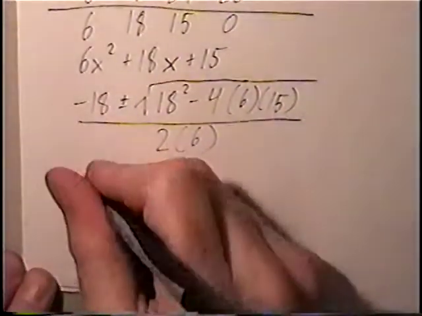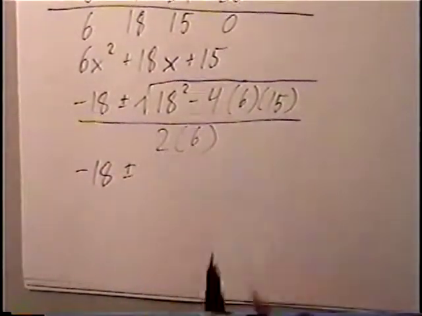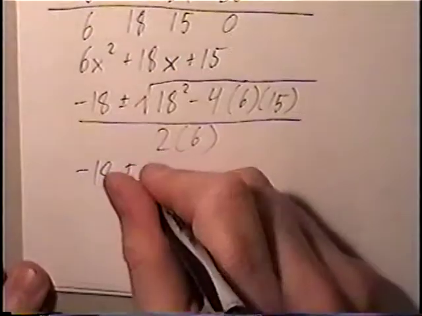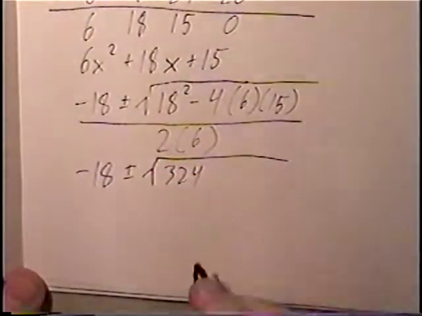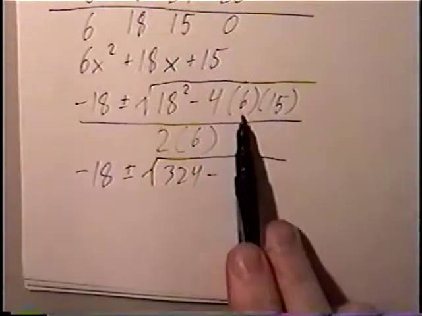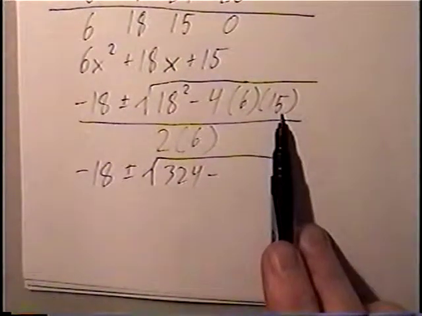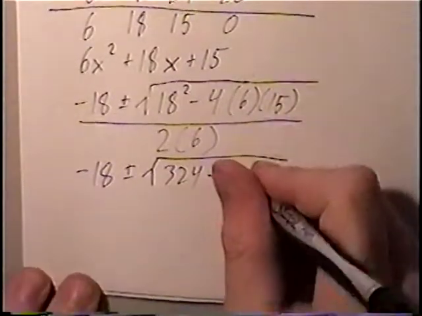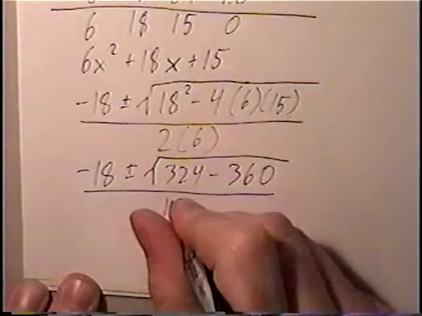Simplifying from here, we'll have negative 18 plus or minus 18 squared would be 324. And negative 4 times 6 would be negative 24. Negative 24 times 15 would be 360. All divided by 12.